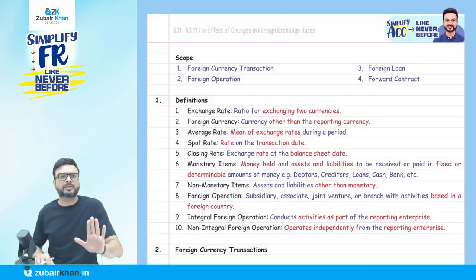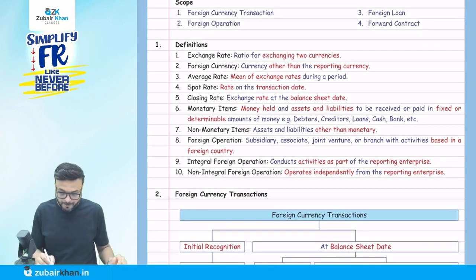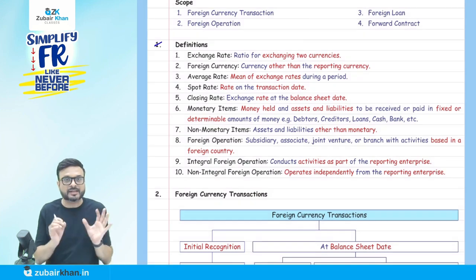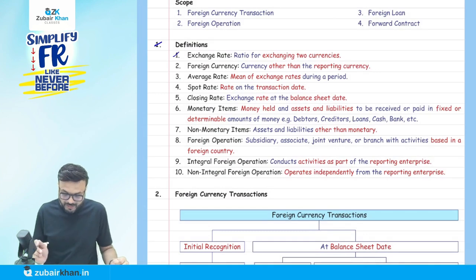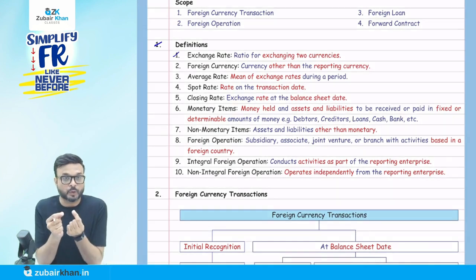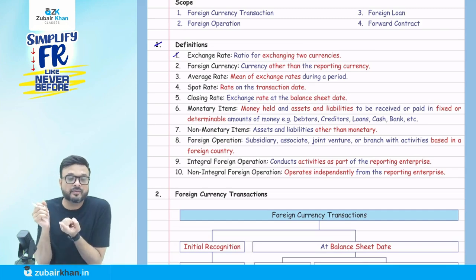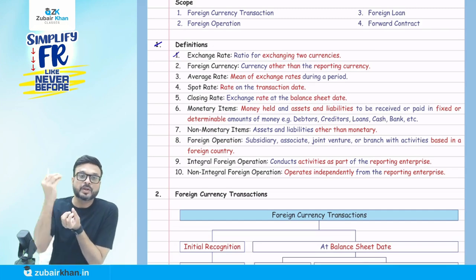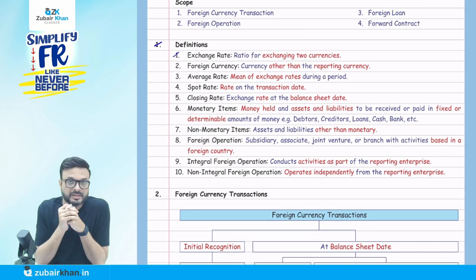Don't worry, it is very simple. Now let's start with the first definitions. No need to mug up anything, just understand. What do you mean by exchange rate? Exchange rate means the ratio of exchanging two currencies. For example, for $1 how much do we have to pay? For example, the exchange rate is 85 rupees. So for $1 we have to pay 85 rupees. That is the ratio of exchanging the two currencies.